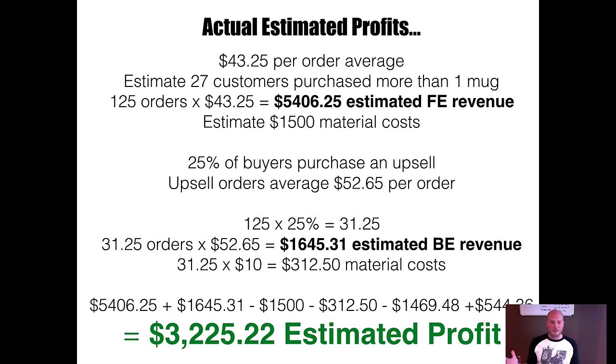Now, all those numbers put together, we will take the $5,406.25 front-end revenue, add it to the back-end revenue of $1,645.31. We then want to subtract the $1,500 front-end material cost, subtract the $312.50 back-end material cost, and then subtract our advertisement cost, which actually that shouldn't be a plus 544, it should be a minus 544. But that brings us to an estimated profit with this campaign over the past 2 weeks of $3,225.22.